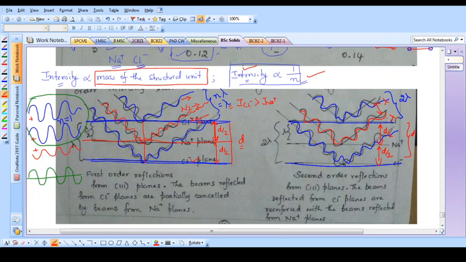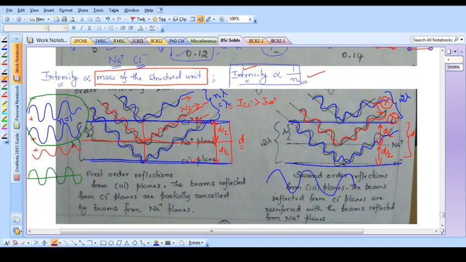This is also lambda, and lambda is again a condition for constructive interference. So the X-rays reflected from chloride planes are in phase and the X-rays reflected from the sodium ion plane is also in phase. So all the three waves are in phase with each other.